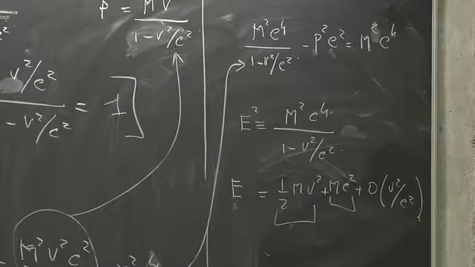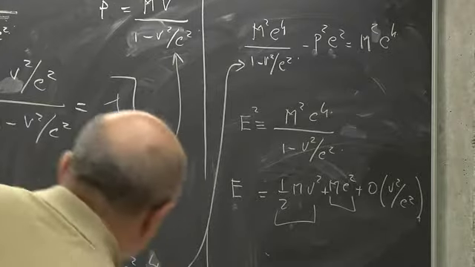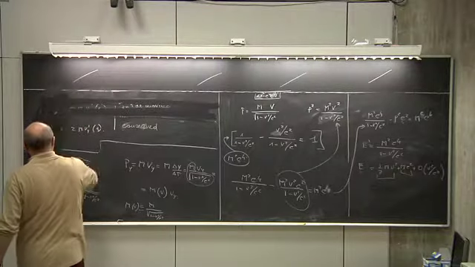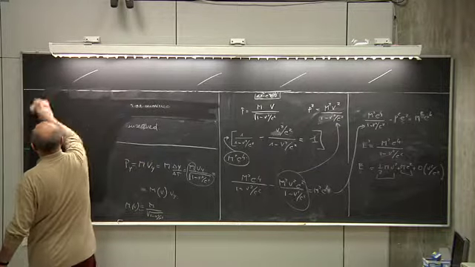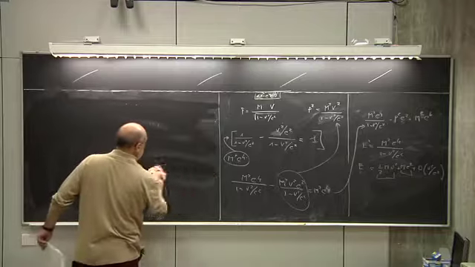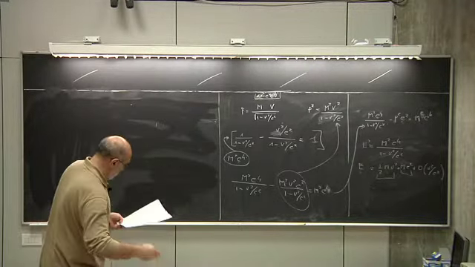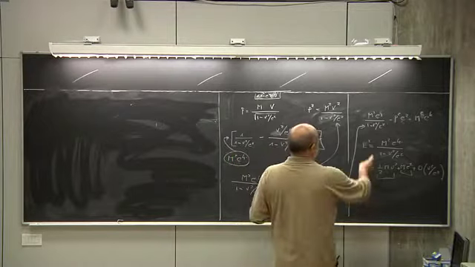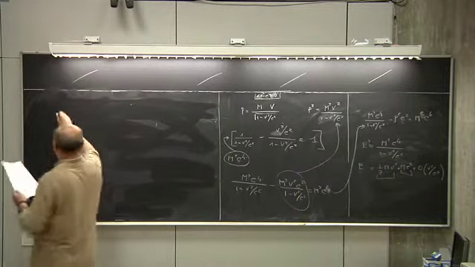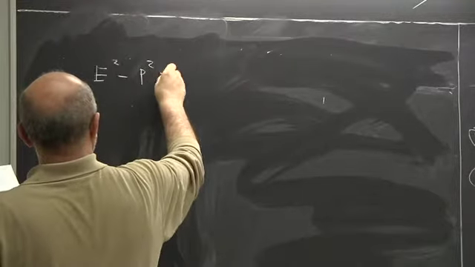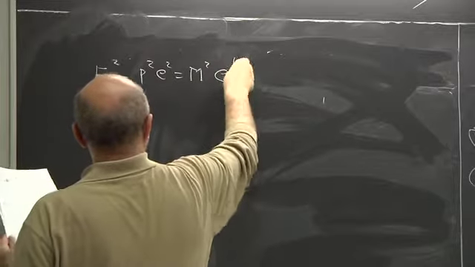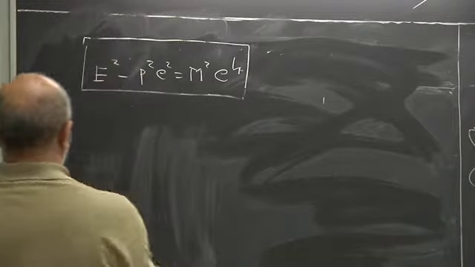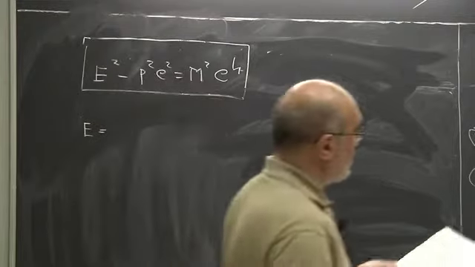So what happened is, now I cancel here. We get that this relation over here can be written as the following: E squared minus p squared c squared is equal to m squared c to the fourth.